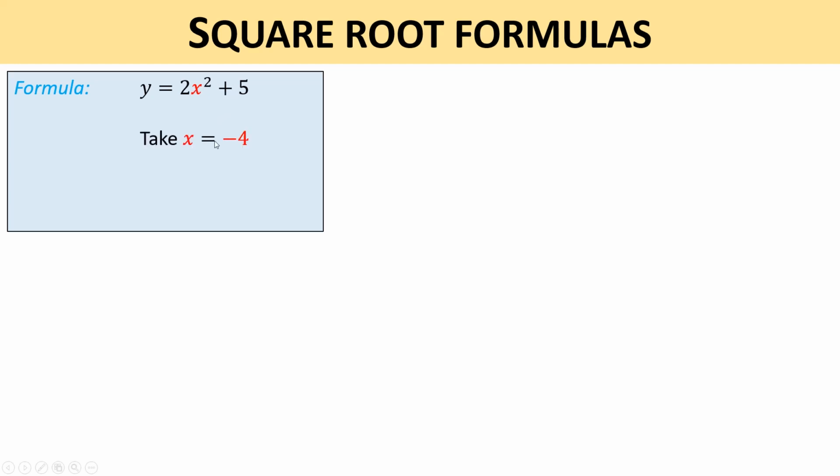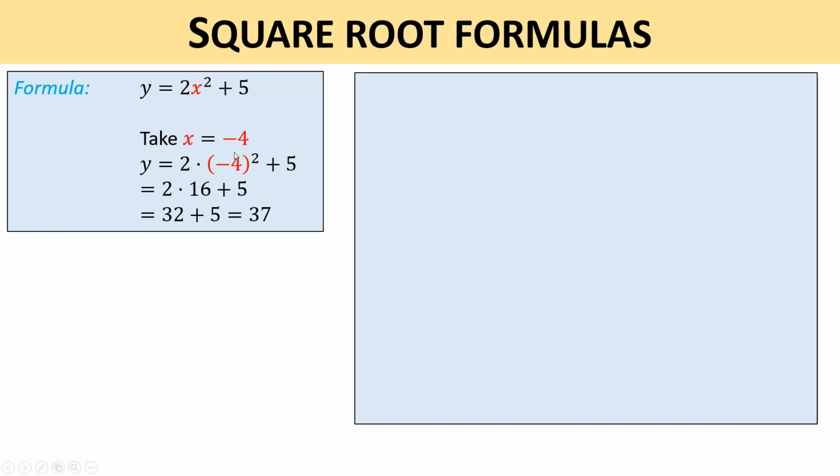So if we take x equals minus 4, for instance, then we get the calculation y equals 2 times this number squared plus 5. So this is a quadratic formula. We take the square of minus 4, that is 16, so we get 2 times 16 plus 5, is 32 plus 5, is 37. Now, a formula can involve a square root sign, so it can involve taking the square root of a number. So this would be an example of a square root formula.